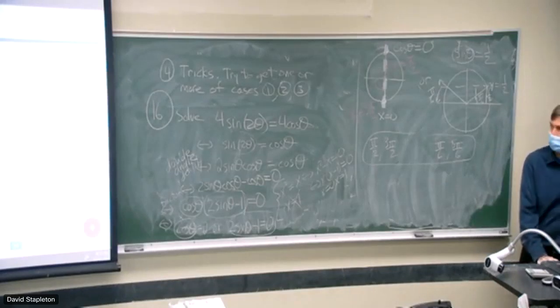All right, so that's the trick. When you have more than one angle, you want to use your double angle identity or half angle identity to rewrite it with just one angle.